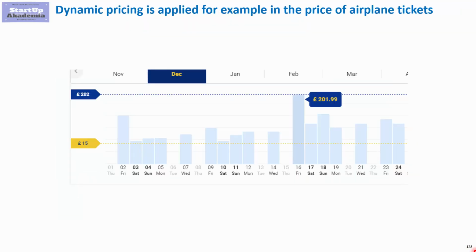And here you've got an example of airlines using this concept. So the minimal price of a flight is £15. The maximal is 202. And as you can see, on different days, we get a different price.